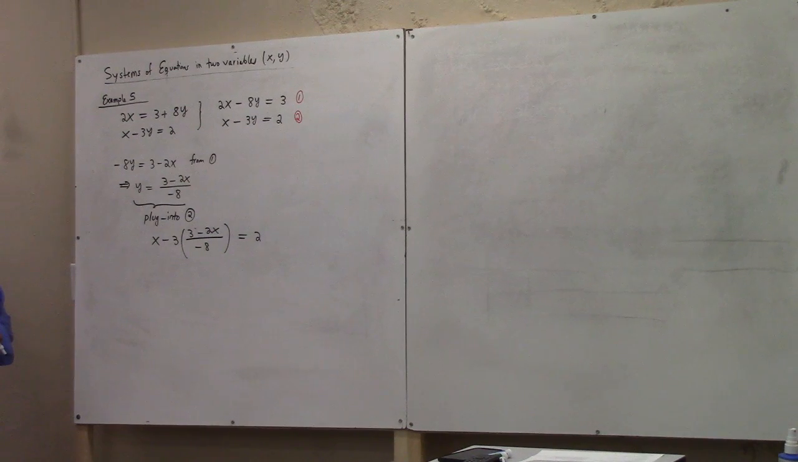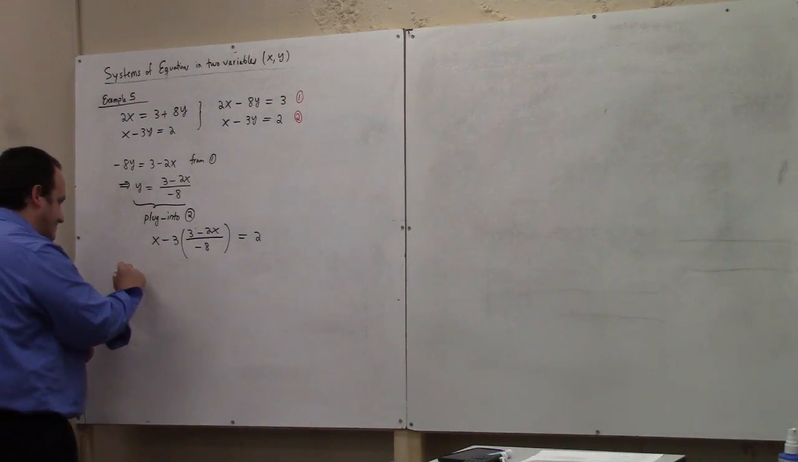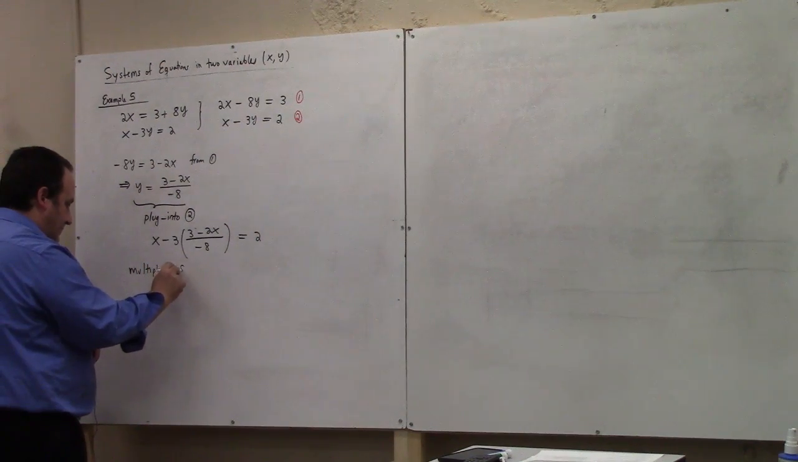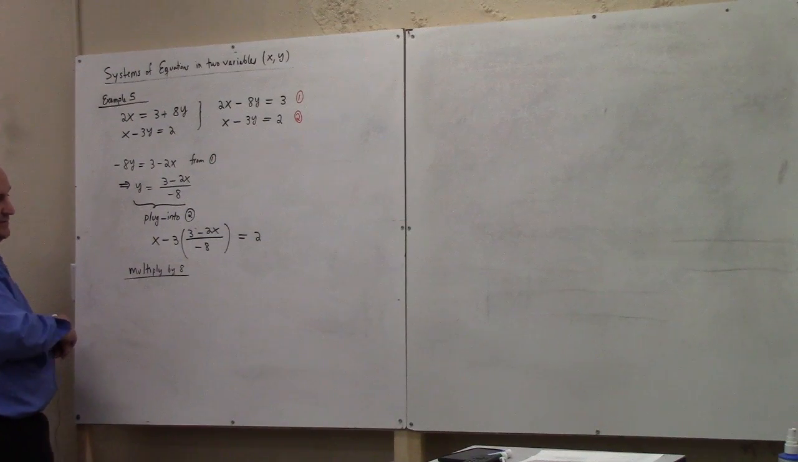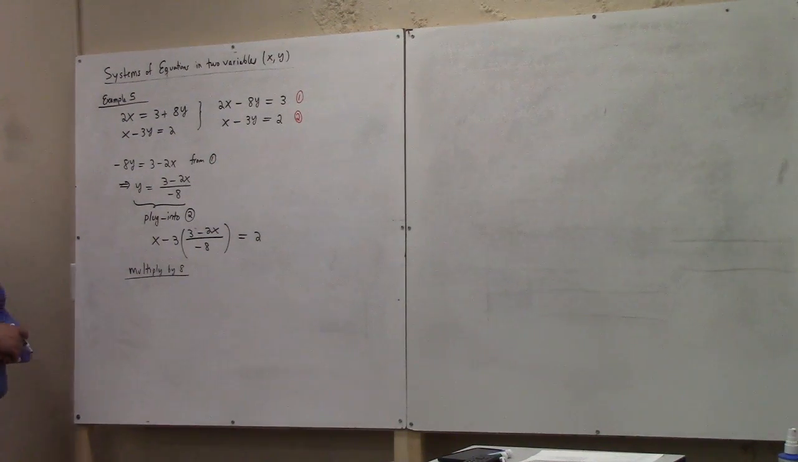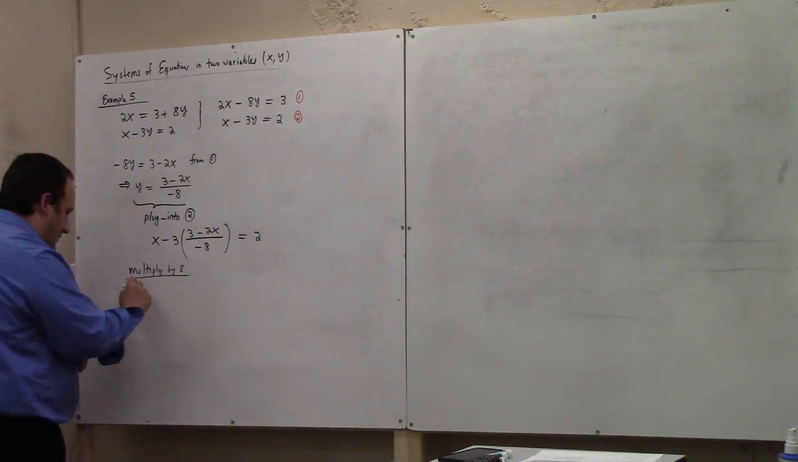What would you do? You know what I would do to this? I would multiply this thing by 8, because I don't like that fraction. So we can get rid of the fraction by multiplying the equation by 8, right? So I'm going to do that. Multiply by 8. Or we could multiply by minus 8. I mean, what do you guys want? 8 or minus 8? 8, okay.